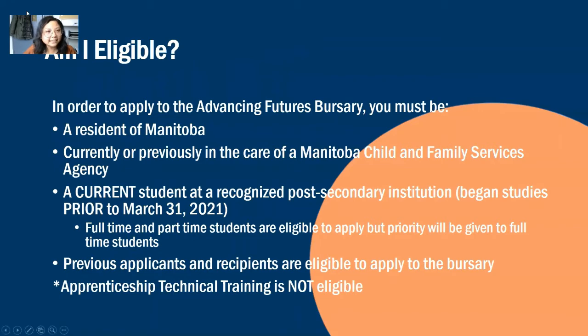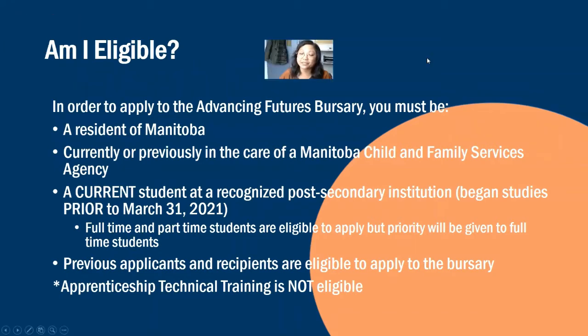So let's look at some of those eligibility things for this bursary. So am I eligible for this bursary? So in order to apply to the Advancing Futures Bursary, you must be a resident of Manitoba. So you got to be living here in Manitoba, anywhere in Manitoba. You have to be currently or previously in the care of a Manitoba Child and Family Services agency. You also have to be a current student at a recognized post-secondary institution. So meaning you have to be in your program right now in order to apply to this bursary.